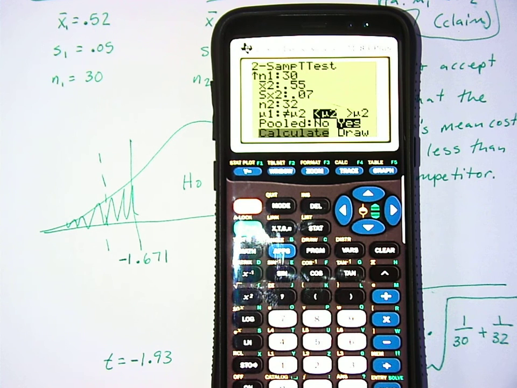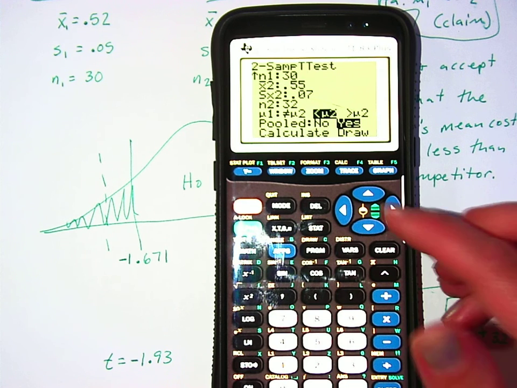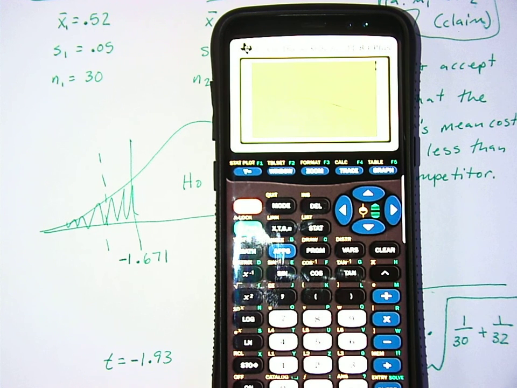I picked left-tailed because it's a left-tailed test. Remember, you always highlight the H sub A. And it is pooled, and remember, pooled here means that the variances are equal. So that's what pooled means. I prefer to draw it because I like to see it, but you could just hit calculate and get a t-score and a p-value if you wish to do it that way.